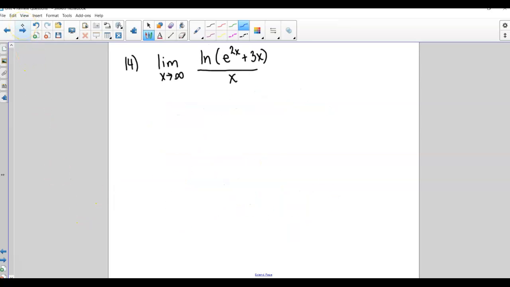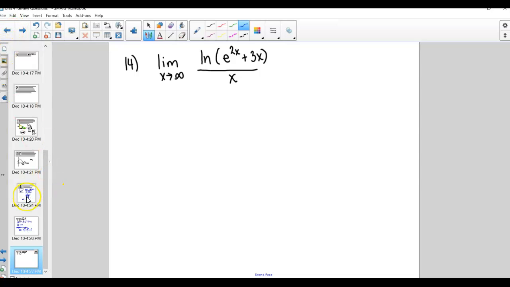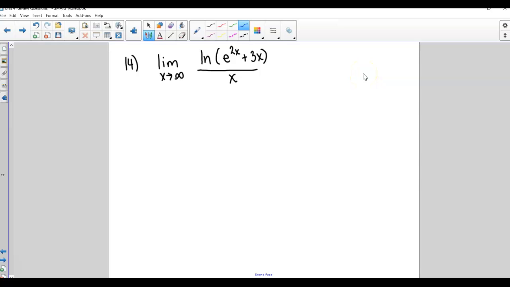And we've got one more. I think just one more. Is that true? Yes. One more that we're going to look at here. And this is another L'Hôpital's problem. So we've got limit as x approaches infinity of natural log of e to the 2x plus 3x.